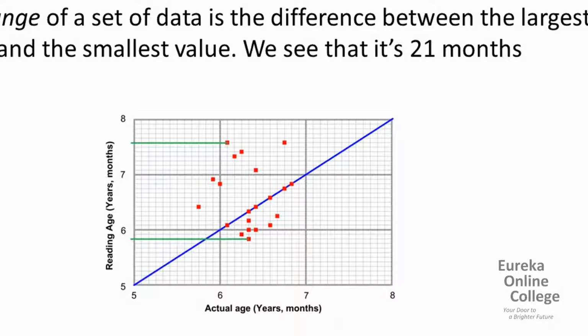So I just read along to the correct axis, which is the vertical axis. I look at the difference. You can either work out the values and subtract them, or literally count the squares between the 2 values. But either way, we see that the answer is 21 months.